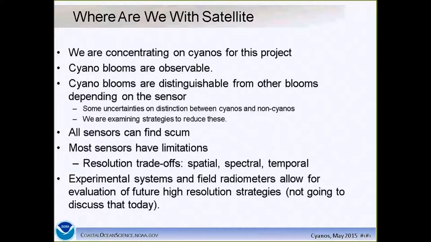Scum. Any sensor can find scum, and that has to do with the algae and scum reflecting near-infrared light really, really strongly. We can't see near-infrared light, but it is bright. All these scums are brighter in the infrared than they are in the green. So if we could see infrared light, it would be blindingly bright.